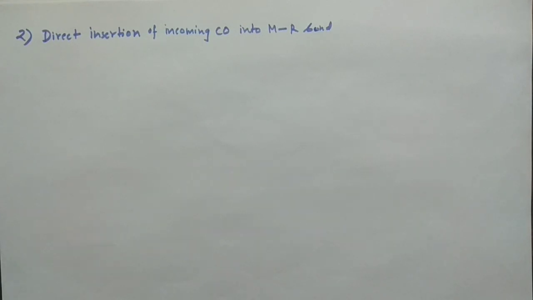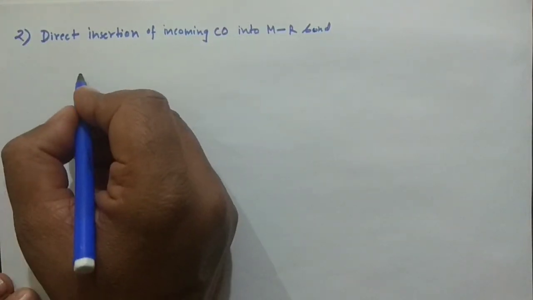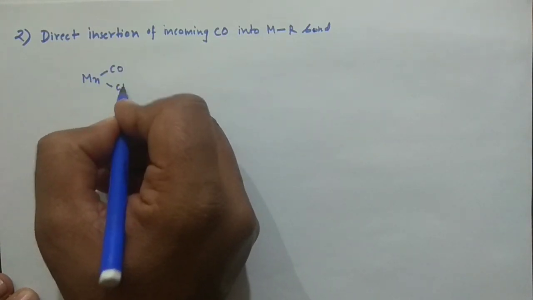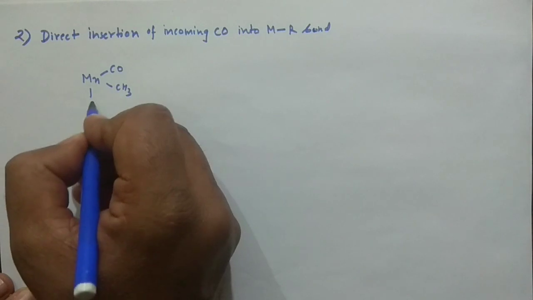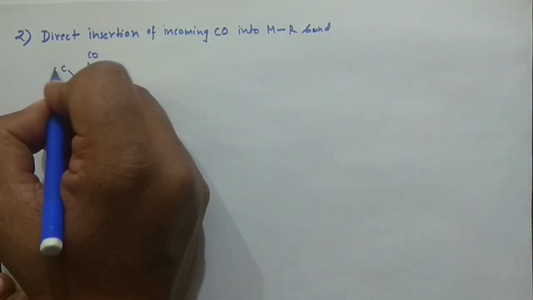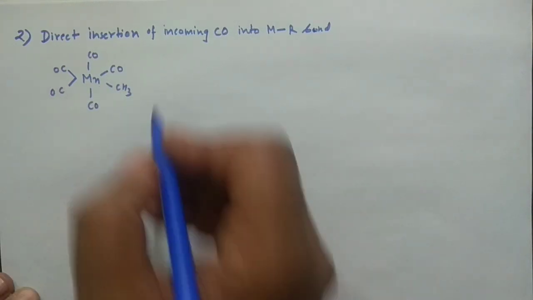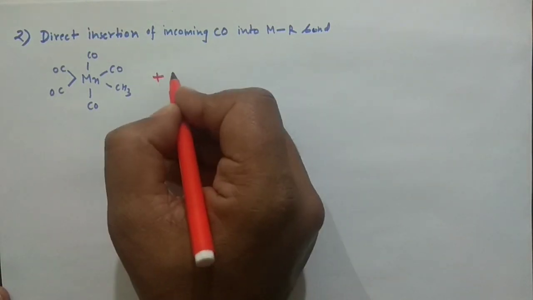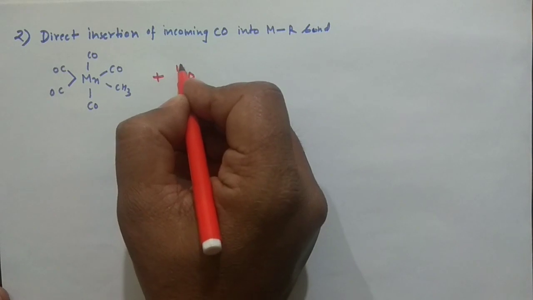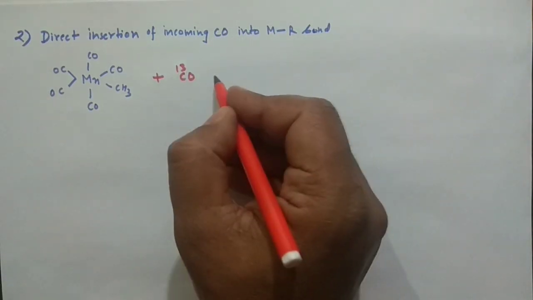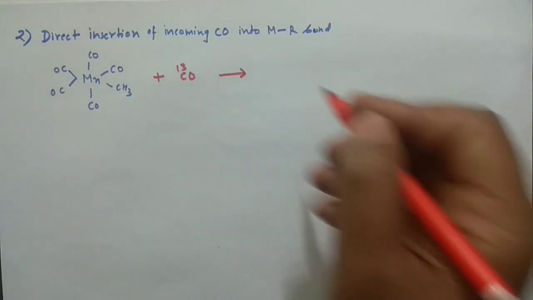So how does this happen? Say you have your manganese, your carbonyl, your CH3, your CO, and your remaining CO. Okay, right? And say you are attacking this complex with this CO, which is C13 labeled. So in that case, what product will you expect?